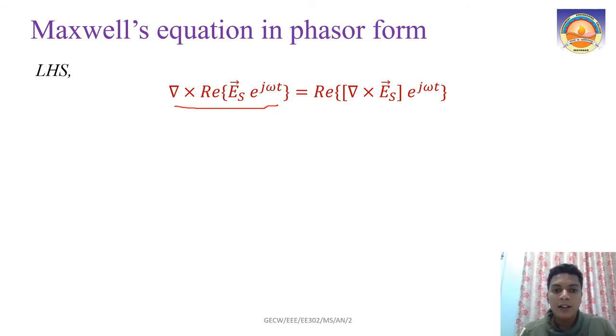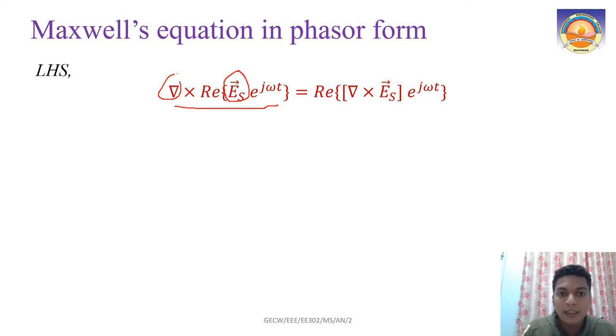Now what we are going to do is this: Es is a function of space only. It varies with respect to x, y and z. And our del operator is dou by dou x ax cap plus dou by dou y ay cap plus dou by dou z az cap, which is an operator that operates on space variables. And Es is independent of time.